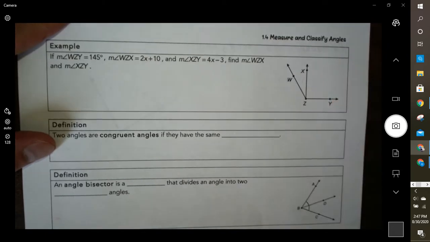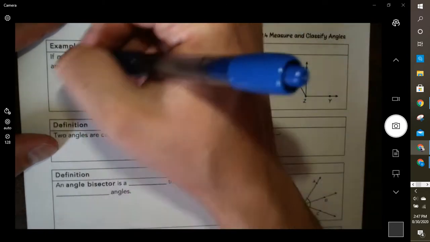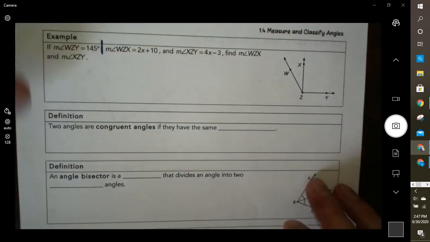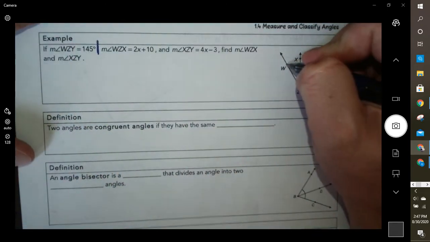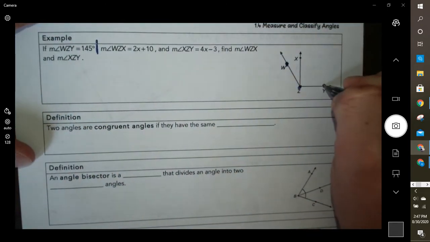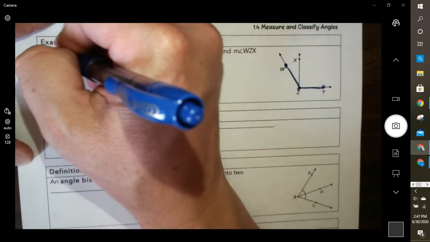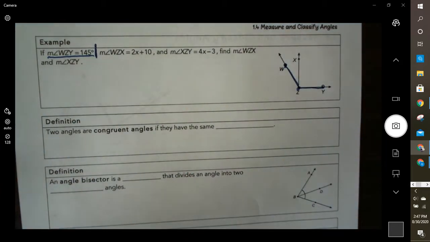If the measurement of angle WZY equals 145 degrees. Let's pause there real quick. That's a lot of information. Even though it's kind of short, let's make sure we understand what they're saying. WZY. So it's this big angle here. So the measurement of WZY is 145 degrees. So that whole angle is 145 degrees.